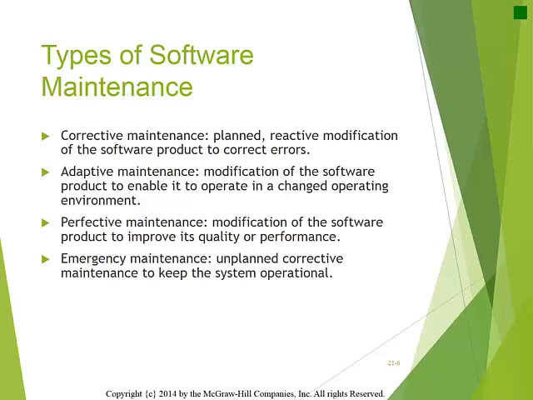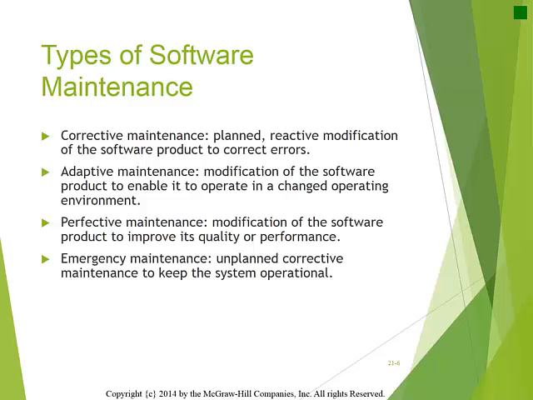The IEEE categorizes software maintenance into four types. 1. Corrective maintenance. Reactive modification of a software product performed after delivery to correct discovered faults. 2. Adaptive maintenance. Modification of a software product performed after delivery to keep a computer program usable in a changed or changing environment. 3. Perfective maintenance. Modification of a software product performed after delivery to improve performance or maintainability.